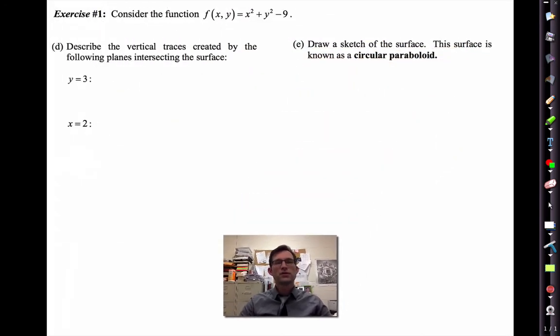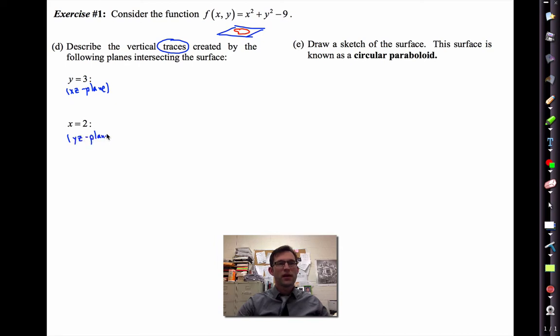Here goes exercise 1, letter D. This is the first time we're going to talk about what are known as traces. Traces are really super cool, and we've already been doing them. When we have been thinking about contour lines and level curves, we've been slicing a surface with a horizontal plane to get a sense for what the intersection curve looks like. In this case, they're actually all circles. But we can also slice with vertical planes, either parallel to the XZ plane or parallel to the YZ plane.